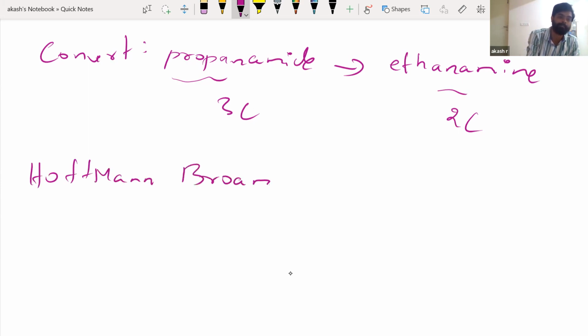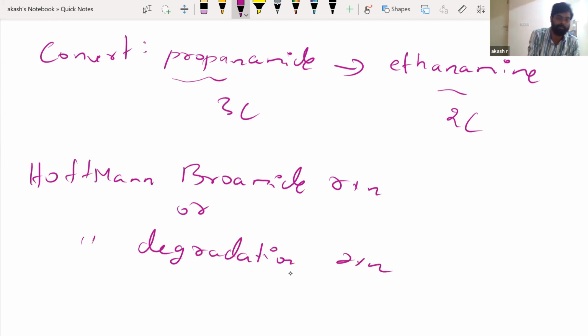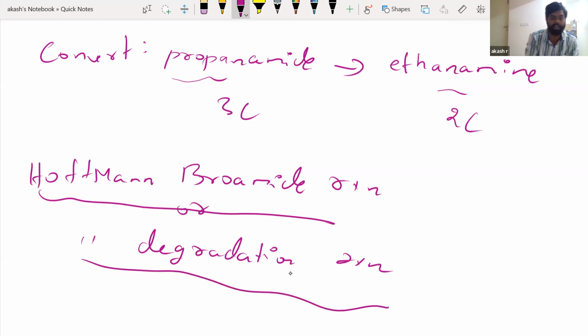bromamide reaction, or it is also called the Hoffman degradation reaction. It's called the Hoffman bromamide reaction, or the Hoffman degradation reaction. Both mean the same thing. Now degradation, we can understand why, because the number of carbon atoms is decreasing. Bromamide comes because somewhere in the mechanism I'm going to find something called a bromamide. We'll explain everything that is going to happen.